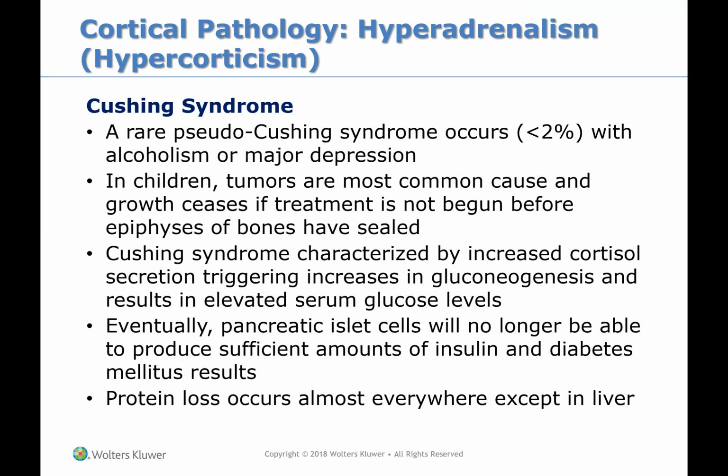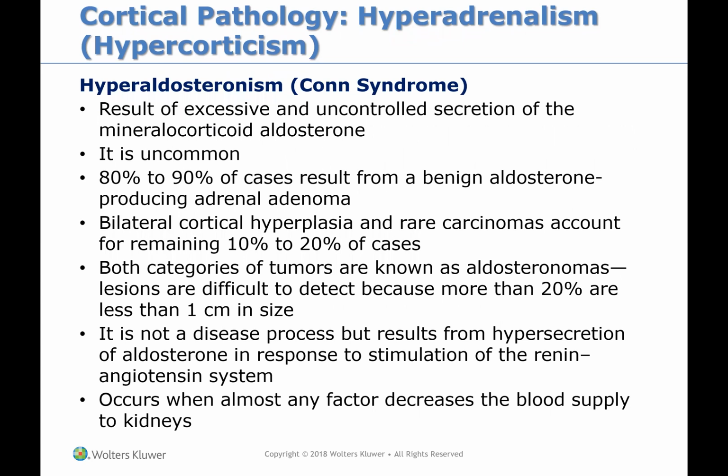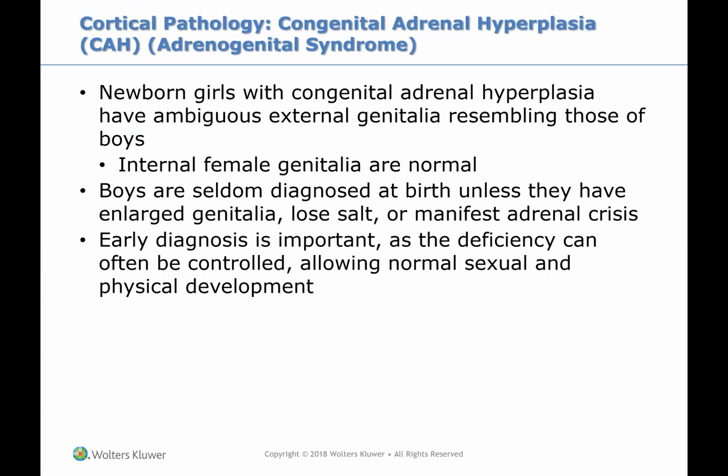A rare pseudo-Cushing syndrome occurs less than 2% with alcoholism or major depression. And so we'll just keep going. I did want to talk about congenital adrenal hyperplasia, or CAH.